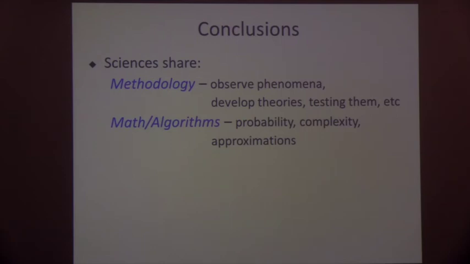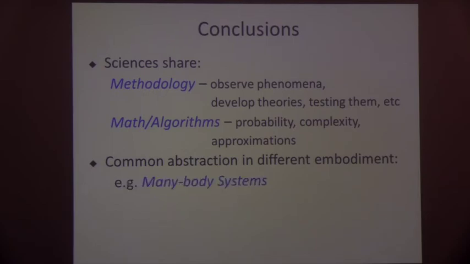And also, it turns out that the math and the algorithms, probability, complexity, approximations, are becoming very well known in the physical sciences. You know, physicists now would say NP-completeness without blinking an eye. And also, there's a common subject. There are common abstractions in different embodiments. For example, the many-body system.